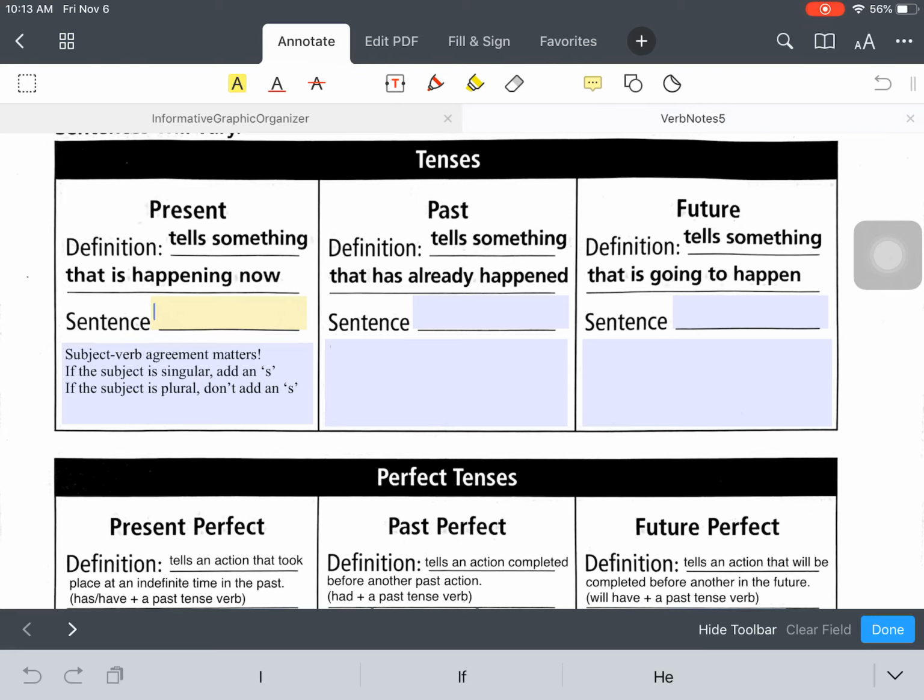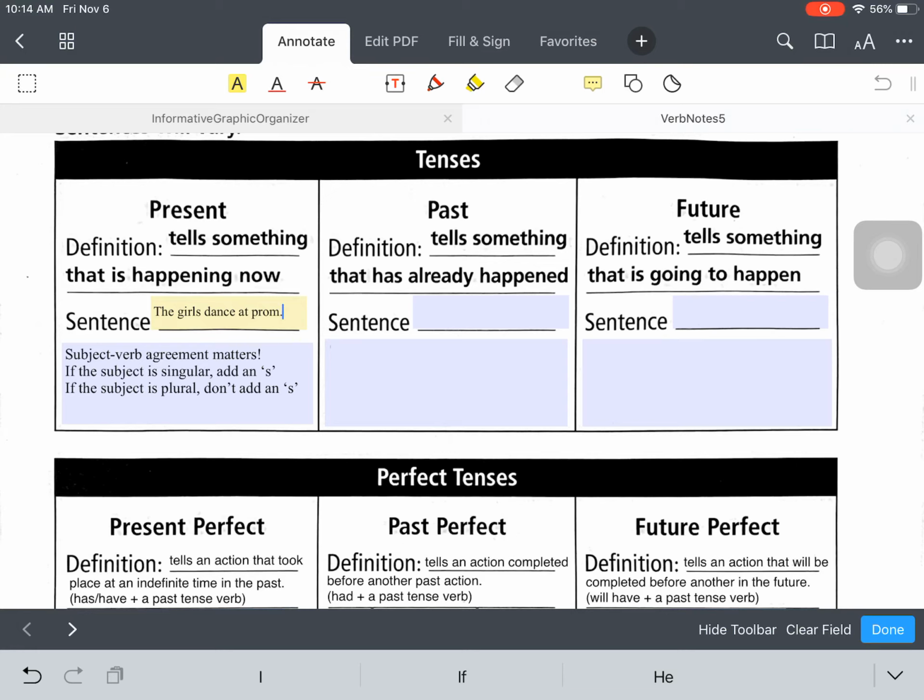So it's going to be in the present tense, meaning that it is happening right now. The girls dance at prom. Okay, so dance is in the present tense, meaning that they are currently doing that. So the girls dance at prom. And it does not have an S at the end of dance because it is a plural subject. If it was the girl, it would be the girl dances at prom. So subject-verb agreement does matter when the verb is in the present tense.